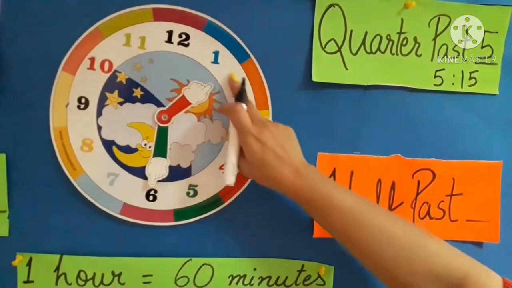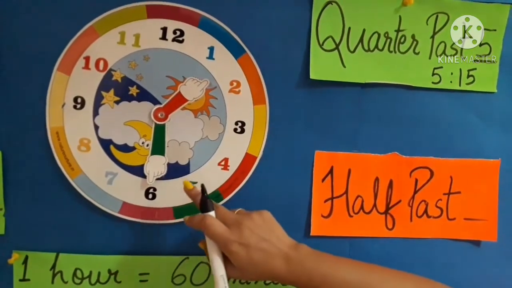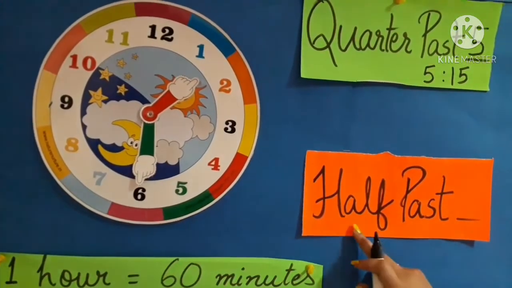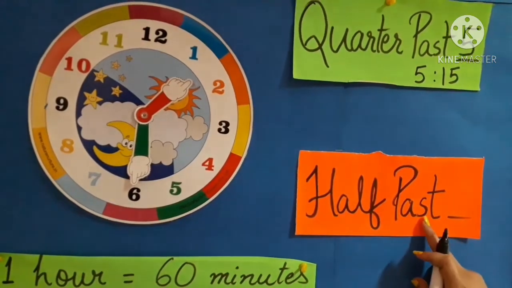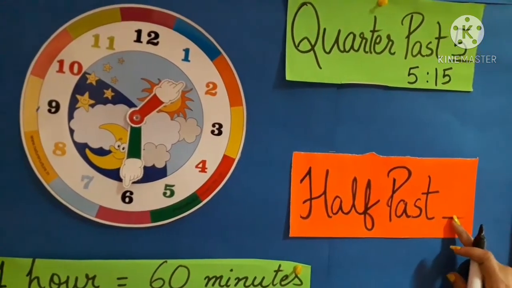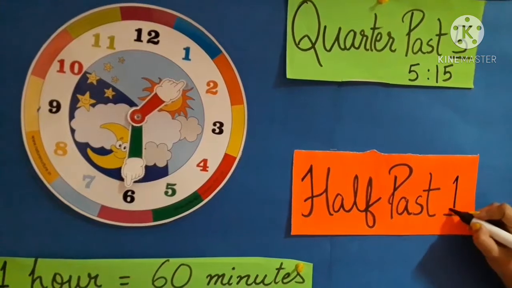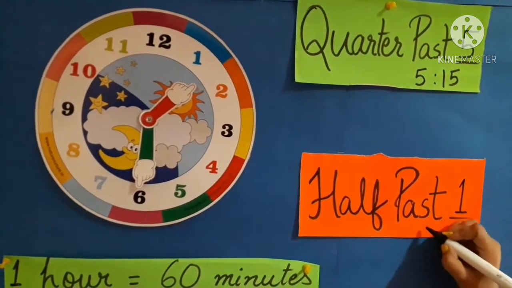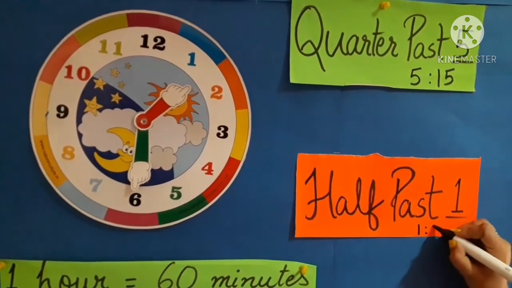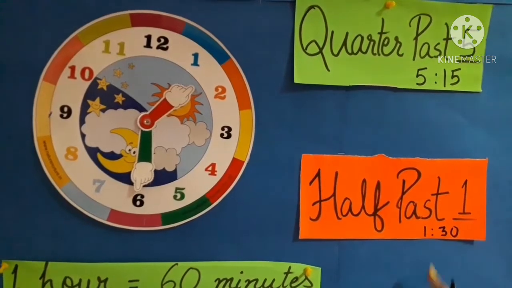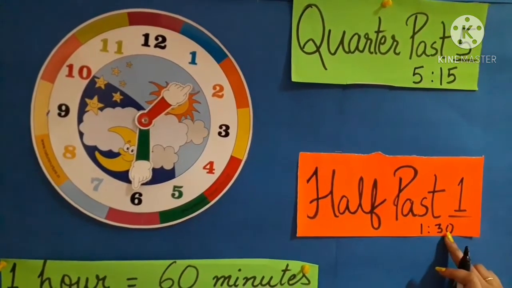Since the clock has taken the half round or it has completed the half round, the time becomes half past, and you have to write the hour hand time, that is 1, and the other way of writing it down is 1:30. That is 1 hour 30 minutes.